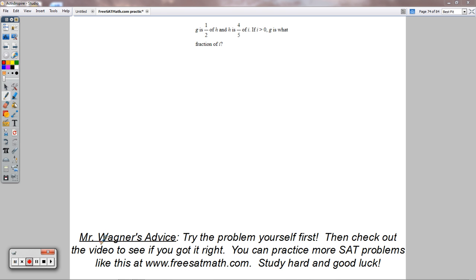This is SAT Math question 74. This one says G is 1/2 of H and H is 4/5 of I. And you may know i is the square root of -1. Looks like we're not using i like that in this case, since it says if I is greater than 0. So we're just using I as some variable. If I is greater than 0, G is what fraction of I?